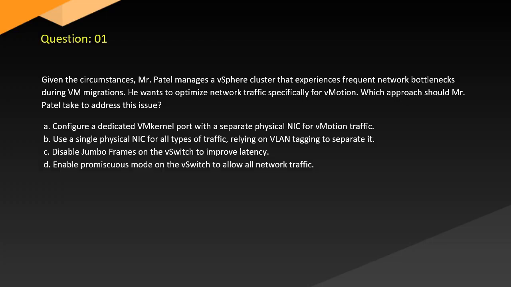A. Configure a dedicated VMkernel port with a separate physical NIC for vMotion traffic. B. Use a single physical NIC for all types of traffic, relying on VLAN tagging to separate it. C. Disable jumbo frames on the vSwitch to improve latency. D. Enable promiscuous mode on the vSwitch to allow all network traffic.